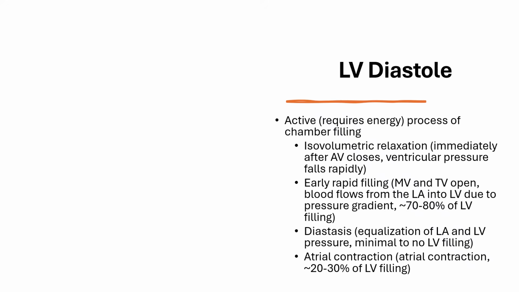Next part of diastole is early rapid filling, when your mitral and intercostal valve are opened and the blood flows from the left atrium into the LV because of the pressure gradient between the left atrium and left ventricle. In normal patients, approximately 70 to 80% of LV filling occurs during early rapid filling phase.